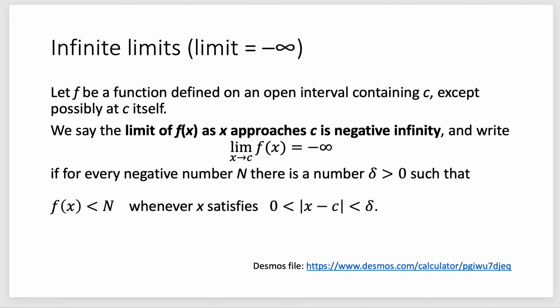Related to that is what happens when the limit is equal to negative infinity. So we can say the limit of f of x as x approaches c is negative infinity, and write the statement like here, if for every negative number N, there's this delta that's greater than 0, so that the y value is less than N whenever x satisfies this statement that the distance between x and c is between 0 and delta. Notice I'm saying 0 is less than that because I don't want it less than or equal to. I don't want x to actually equal c. I want it to just get really, really close.